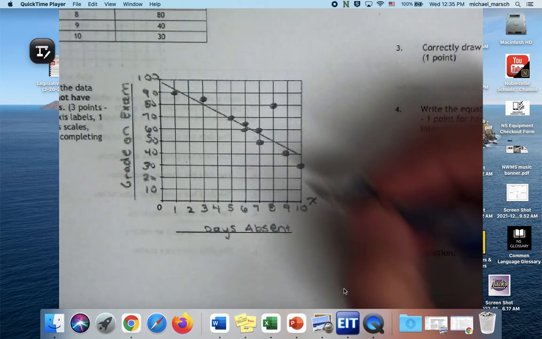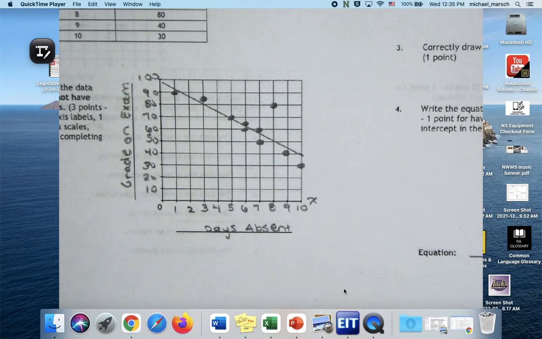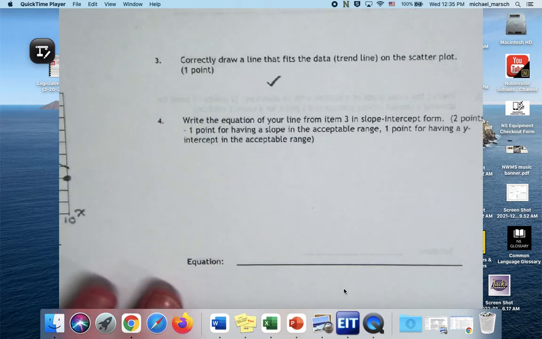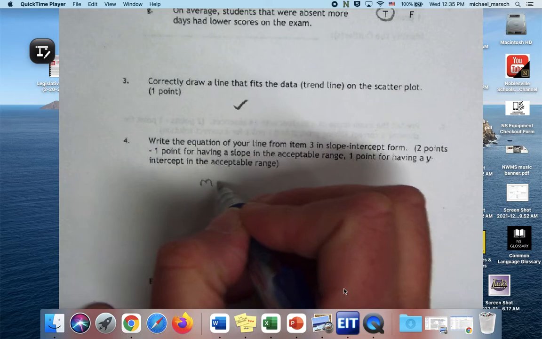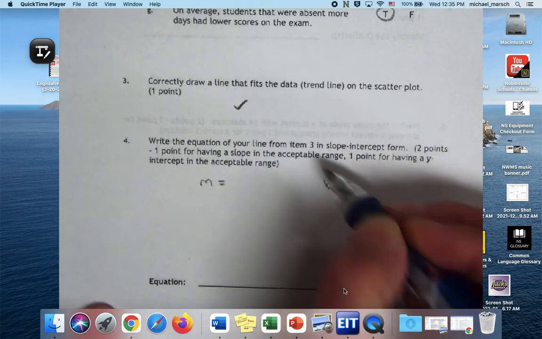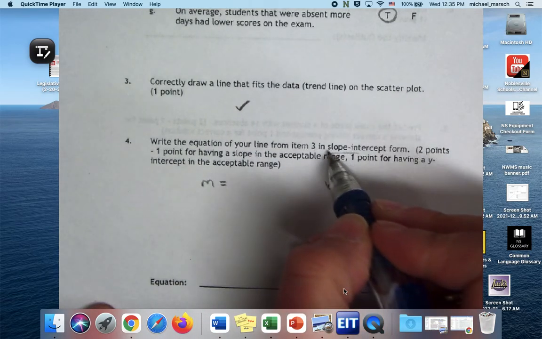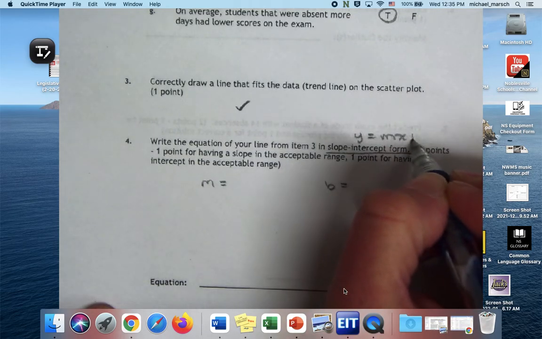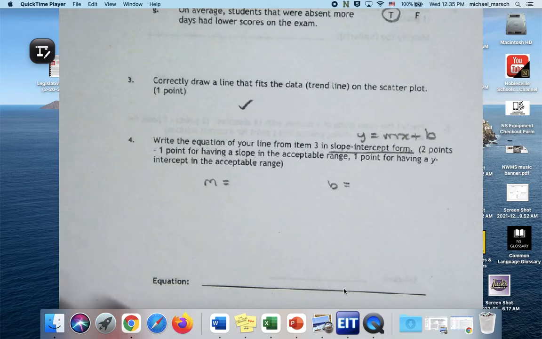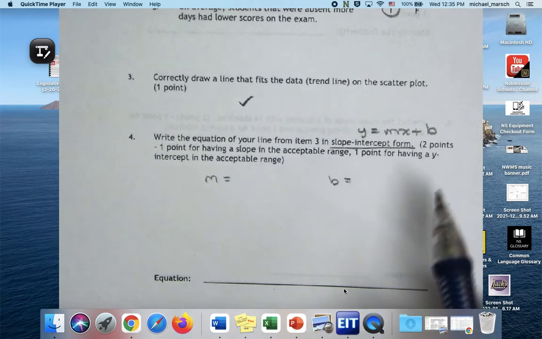So I've got my line of best fit here. I'm going to put a check mark because I did that. Now I'm going to write an equation. So I need slope and I need y-intercept for my slope-intercept form. Remember, this is y equals mx plus b. I will give you that formula on the quiz.